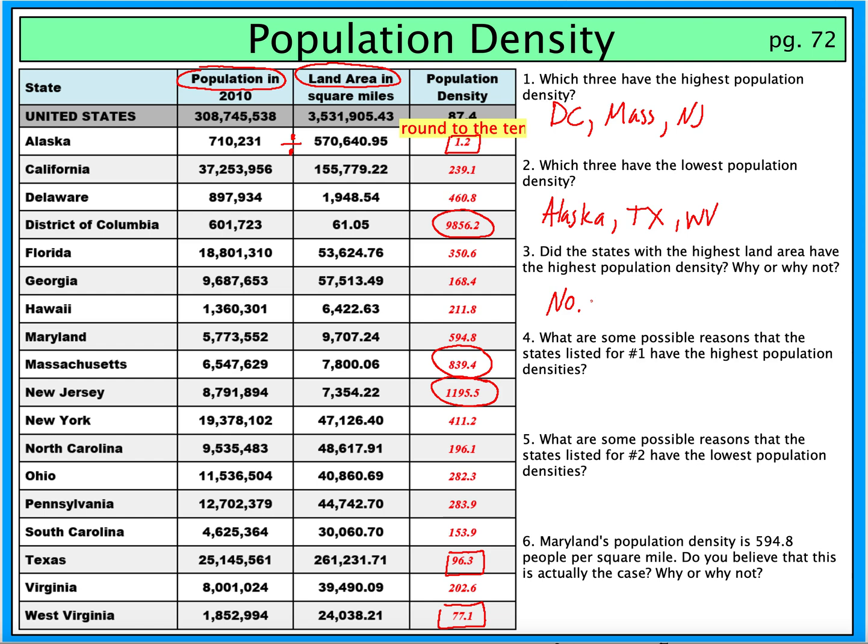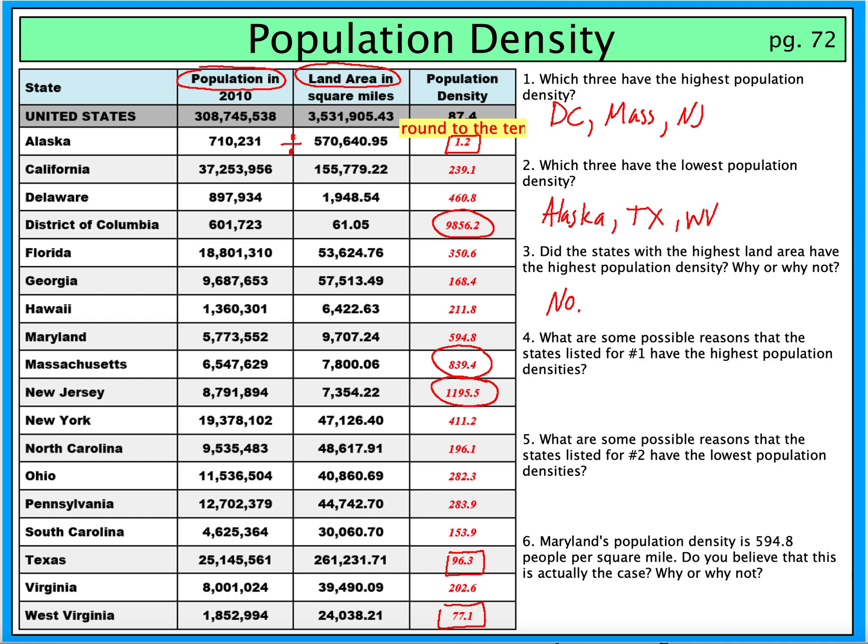Maryland's population density is 594.8. Do you believe that this is actually the case? Why or why not? And really what that's getting to is that's an average, right? So some places in Maryland probably have a lot more people than that. But some places like where I live in Frederick, we probably only have maybe 20 people that live in a square mile of where we live. So it can vary throughout the state, and that's why it's just an average.